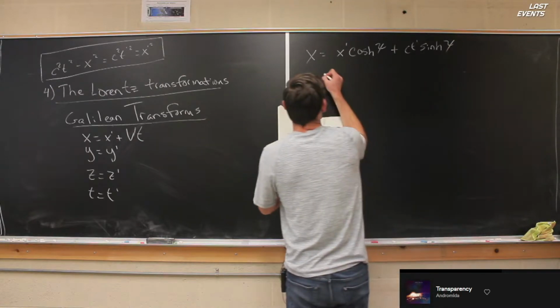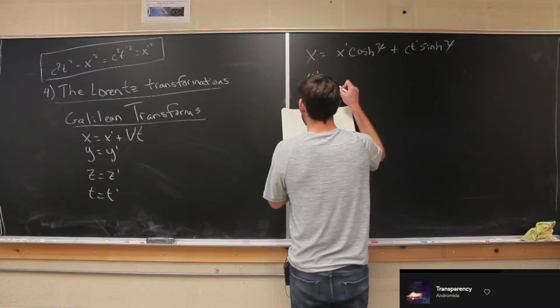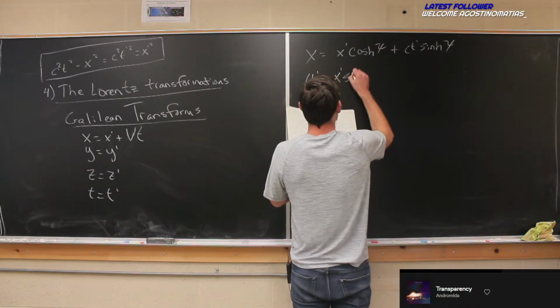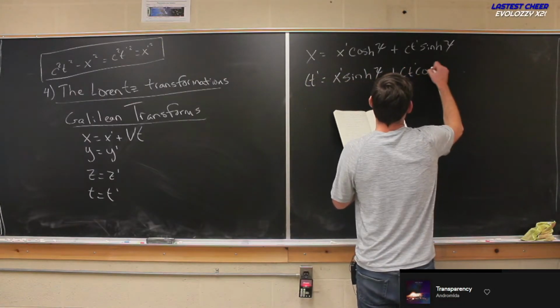How do people say it? Do they say cosh and sinh? I don't know how y'all say. I'm probably going to say cosh, sinh, and hyperbolic tangent. Then ct equals x prime sinh psi plus ct prime cosh psi.